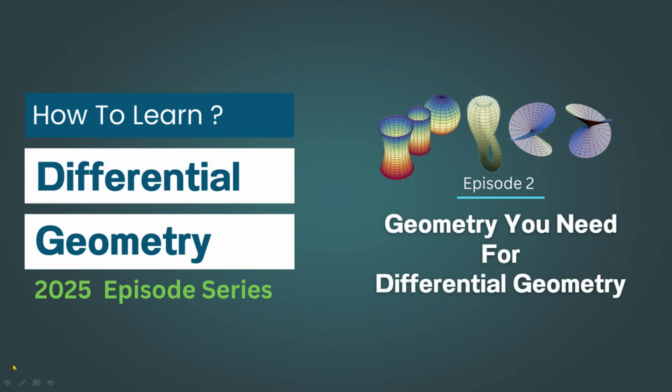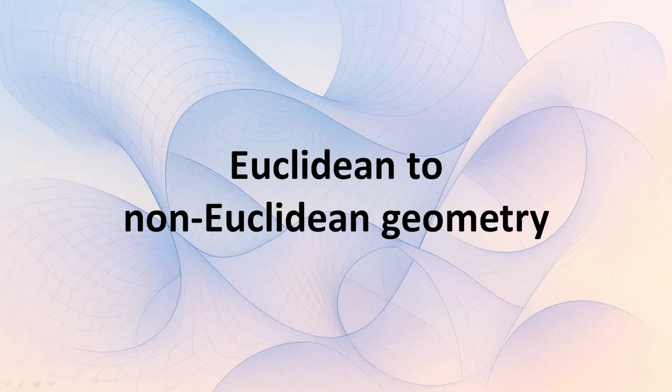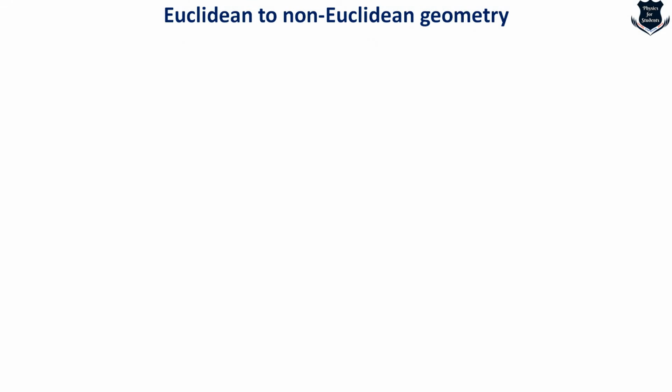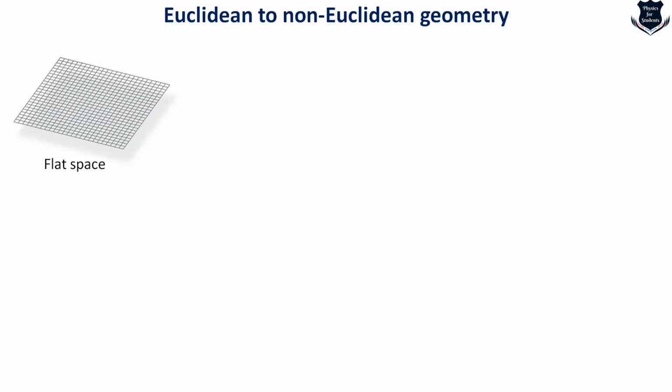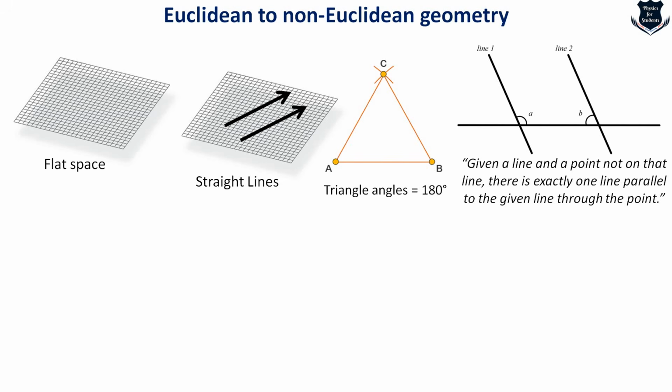Well, in this second episode, we will learn what type of geometry you need to know, what is called differential geometry. And in this process, we are going from the usual Euclidean to non-Euclidean geometry. Well, Euclidean geometry is familiar to the world that we see around us. For example, flat space, straight lines that move on flat space, the angles of a triangle, they sum up to 180 degrees, and what is called the parallel postulate.